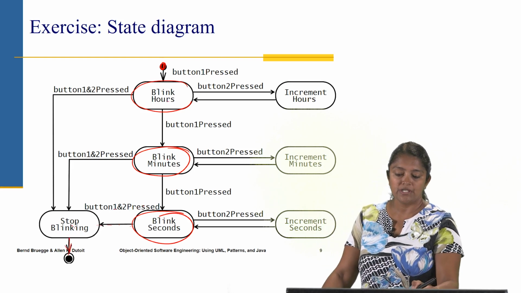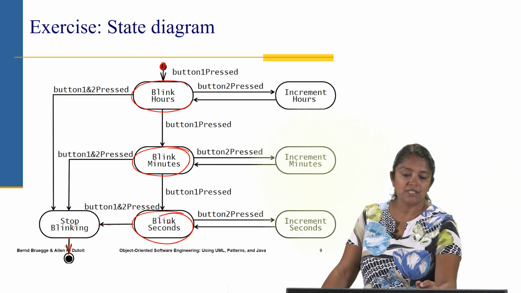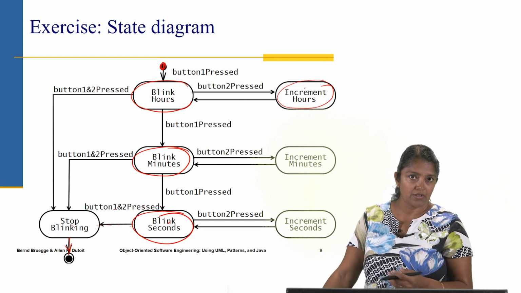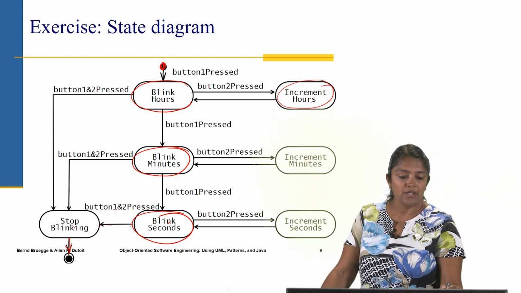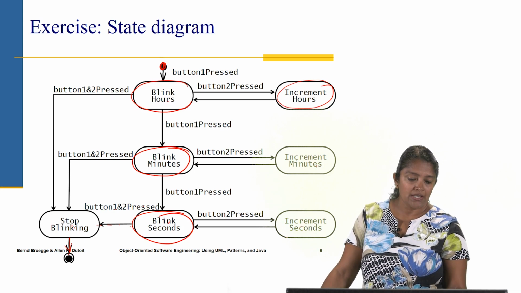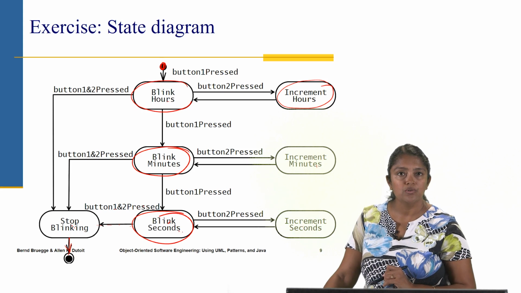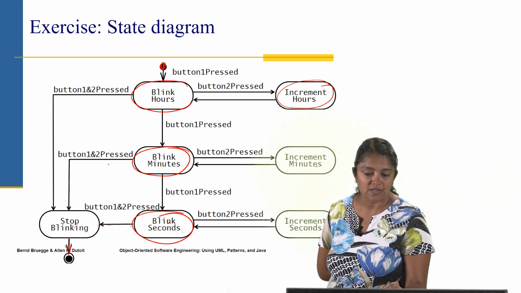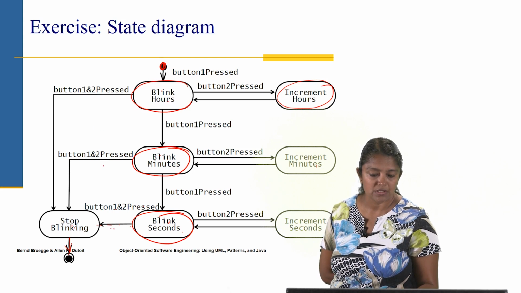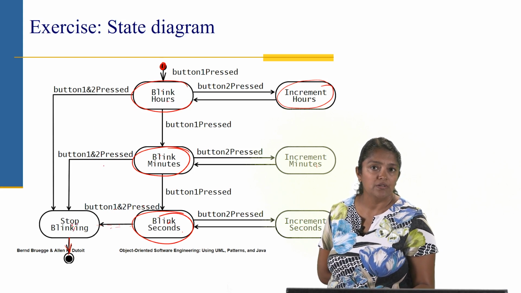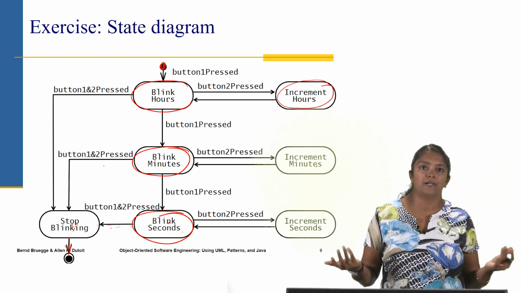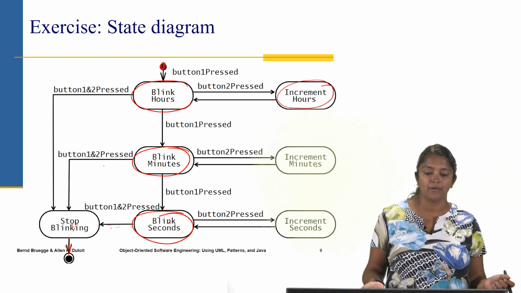Now from any of these 3 blink states, if button 2 is pressed, that results in incrementing that particular part, either the hours or the minutes or the seconds, and then it'll increment and take it back into the blink state. From any of these blink states, if both buttons 1 and 2 are pressed together, then that's when it goes into stop blinking and into the final state. So that shows the complete operation.